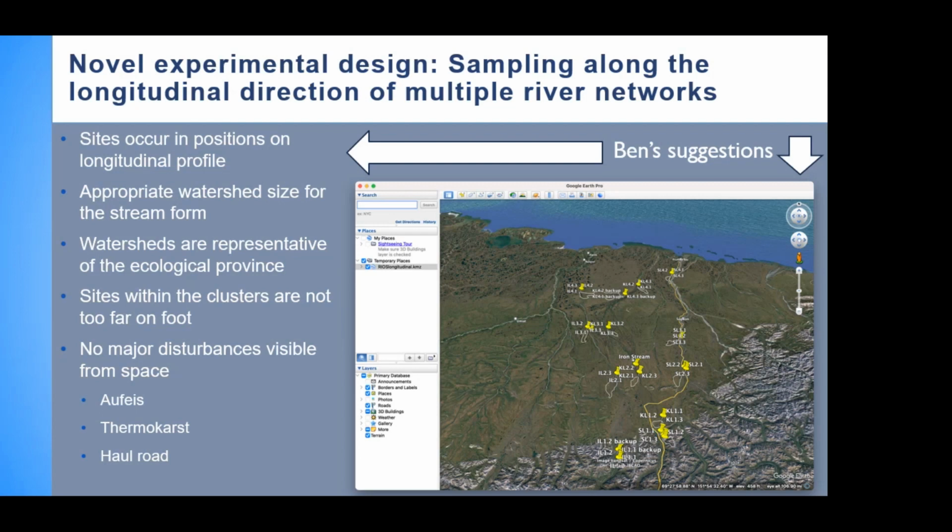The sites within the clusters are not too far on foot because we have to be able to land somewhere and run around and get all the samples and run back to the helicopter in a short amount of time to get to the next site. And there should be no major disturbances visible from space. So no off ice, which is like a frozen stream feature. No thermal karst, which is like a slump in the landscape due to permafrost thaw. And you should not be influenced by the haul road, which is the one gravel road.